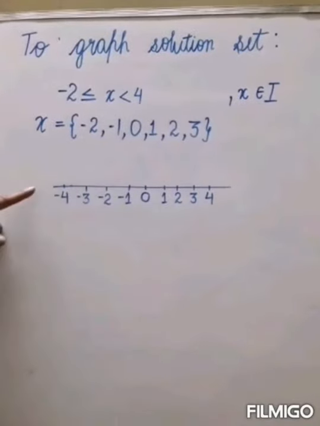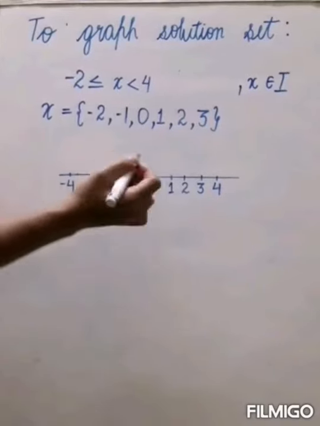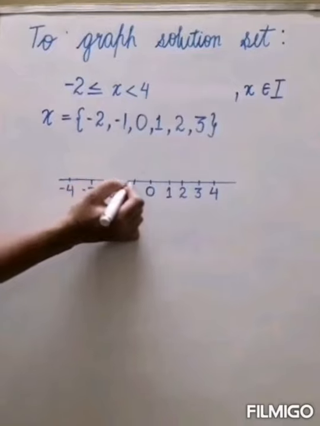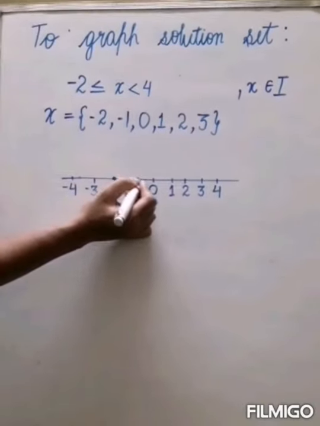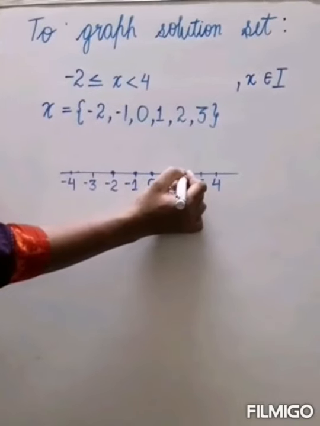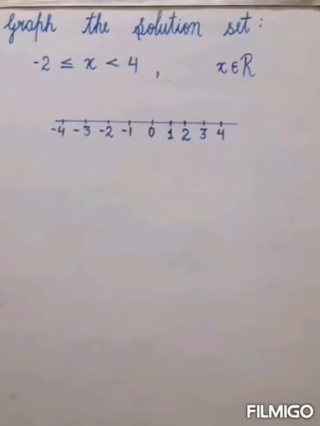Now we need to graph this on number line. We have specific solutions, so we only need to mark these solutions. We will mark -2. On -2 we will make a dot. On -1 we will make a dot. On 0 we will make a dot. On 1 we will make a dot. 2, 3. Only on these we will make a dot.